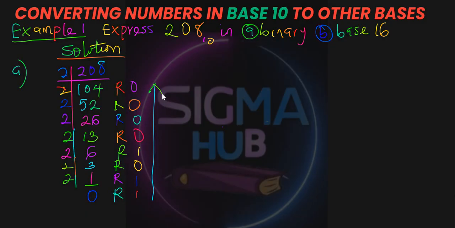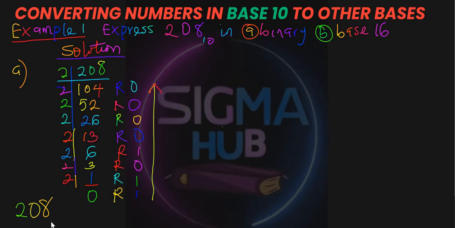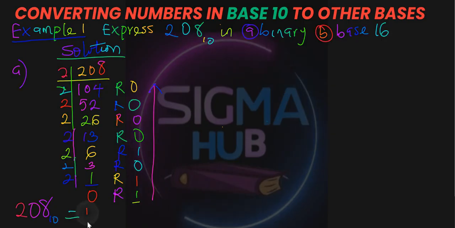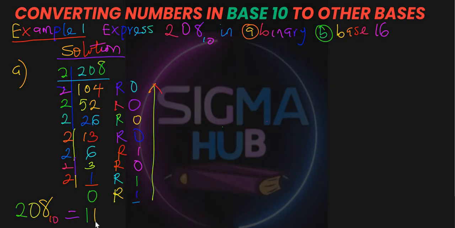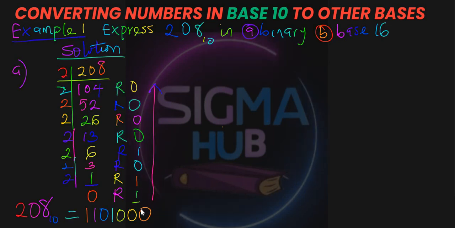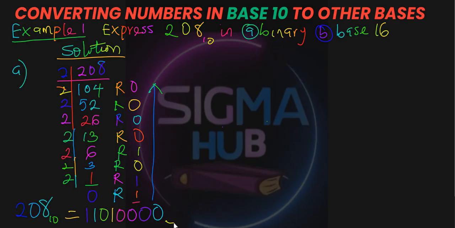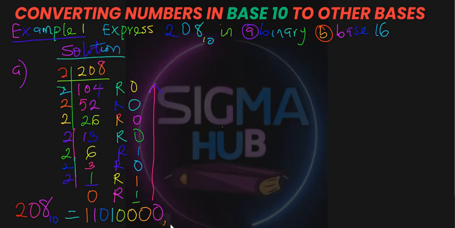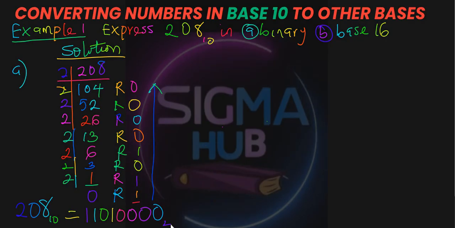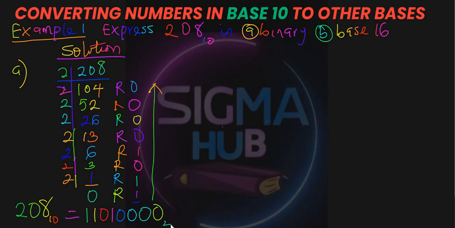from below upward. So our answer, 208 in base 10, is the same thing as, starting from the bottom, which is 1 here: 1, then again 1, then 0, then 1, then 4 zeros follow: 0, 0, 0, and 0 in base 2. So the answer is 11010000 in base 2.